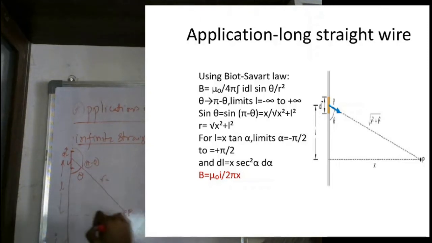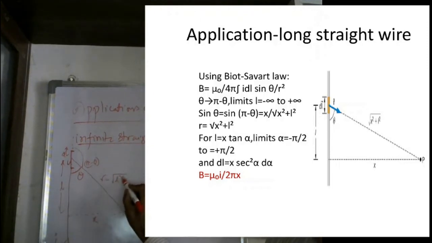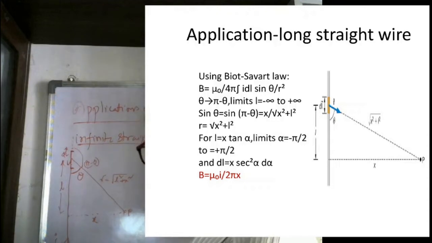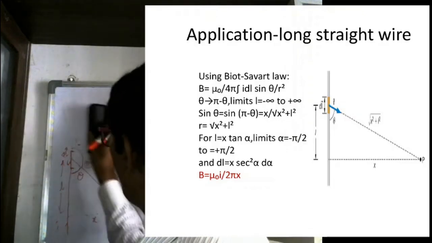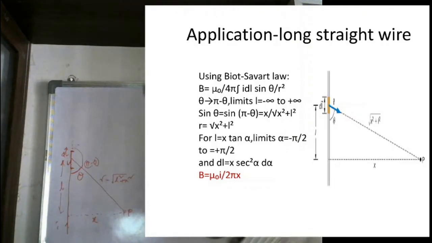So what is R here? R is under root of L square plus x square, according to the properties of triangles. So here we want to apply the Biot-Savart law in this case. Now let us try to apply the Biot-Savart law here. Here you can see the steps on the slide as well.